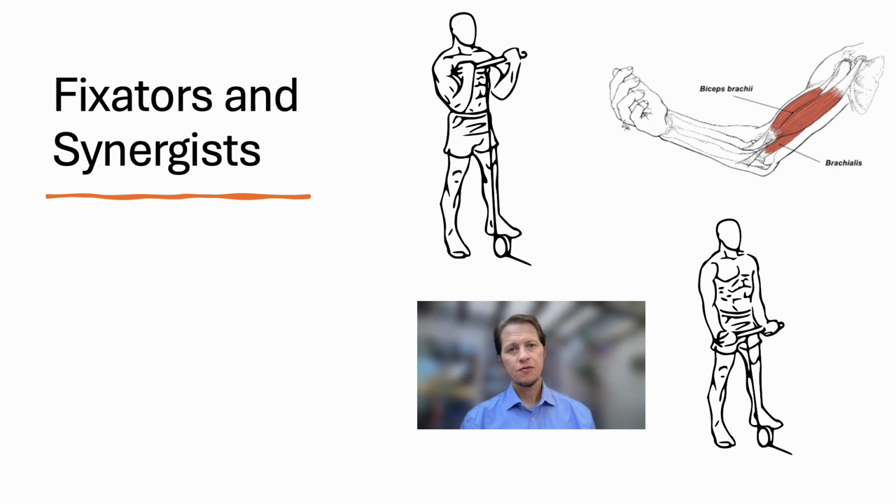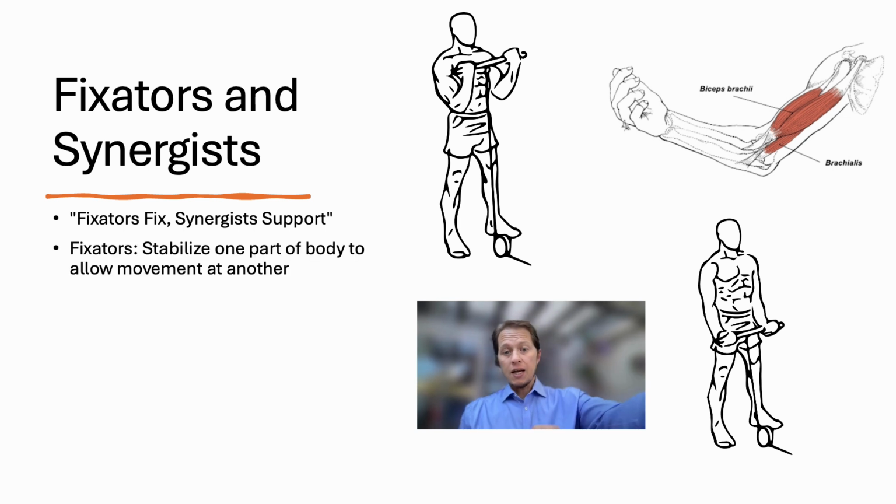The next concept that is familiar to some, while not to others, is fixators and synergists. And the easy mnemonic here, fixators fix, synergists support. Let's go to that bicep curl example. As your biceps wants to work and flex that arm, you need to stabilize that arm so your arm is not wiggling around all over the place, and that's where the deltoid comes into place. It fixes your arm, by the way, along with your pectoralis and your latissimus. Keep your arm steady so that your biceps can do the work. So that is the fixator.